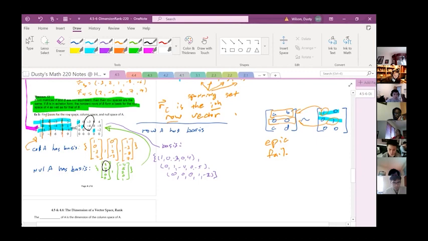So without writing it all out, remember to find the null space, you're solving AX equals zero. And so at some level, what you're doing is taking that -3, which represents a -3x3, and you would be adding it to the other side of the equation.